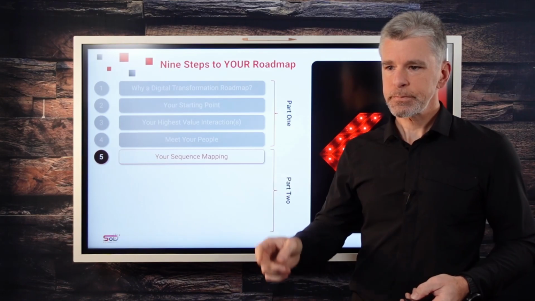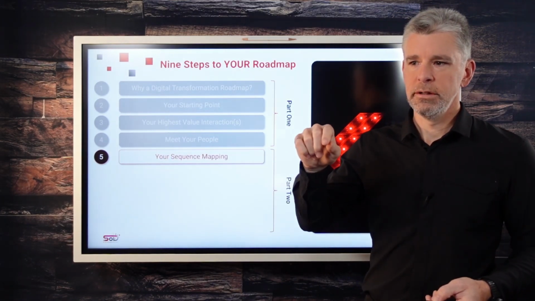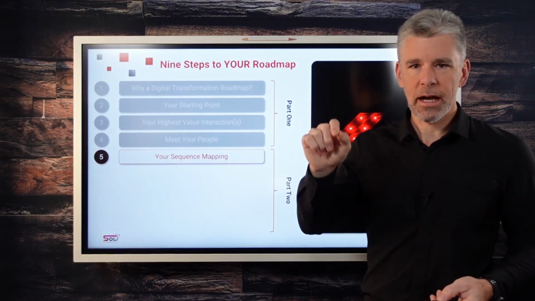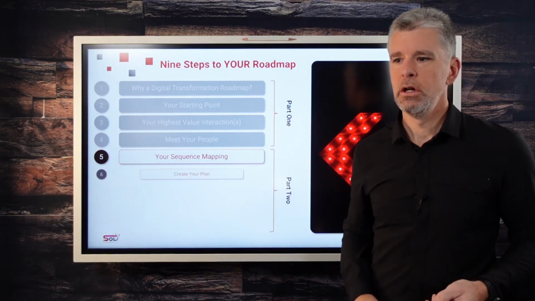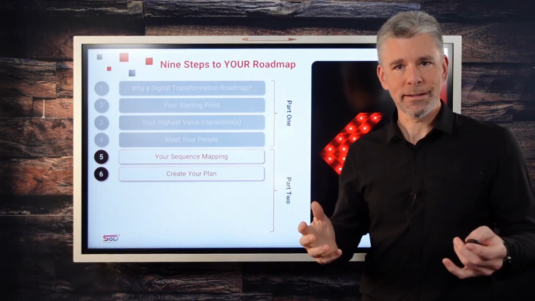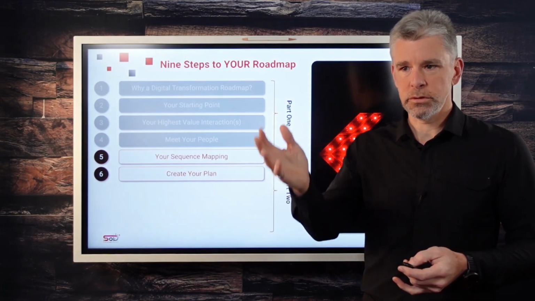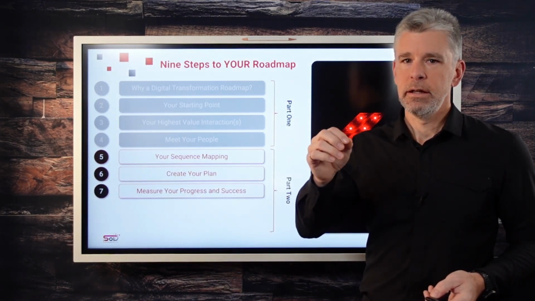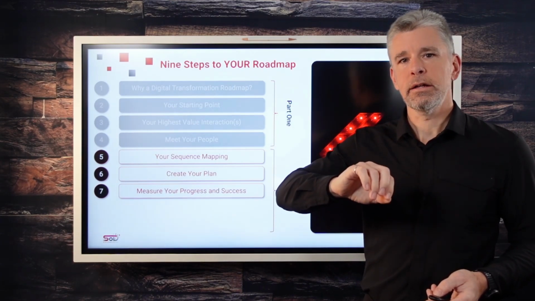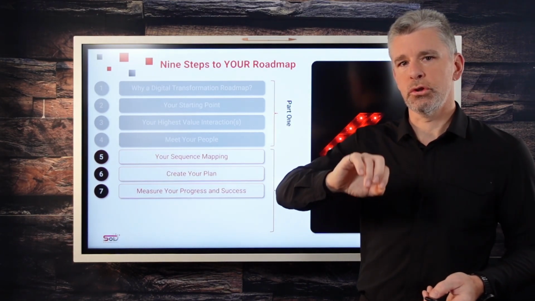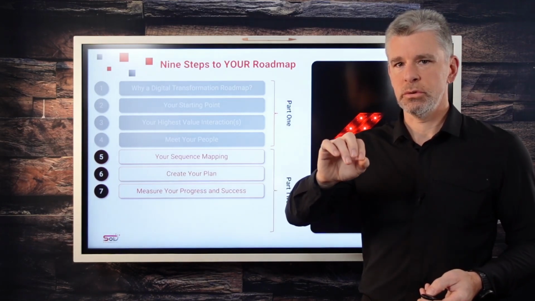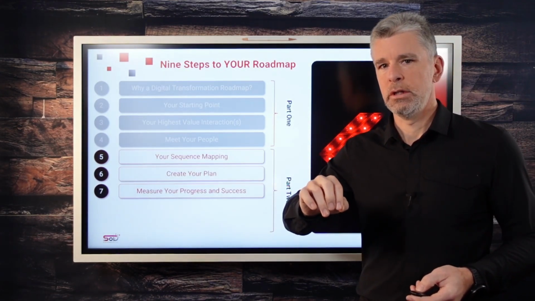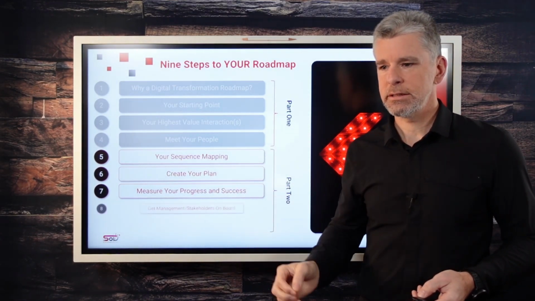So now, in this video, we'll focus on the sequence mapping of this high value interaction at step 3. We're going to go through how to create this famous plan from the previous elements, from 1 to 5, and why we should measure progress, why we should do that early in the process, to know exactly what to measure in terms of progress and success.